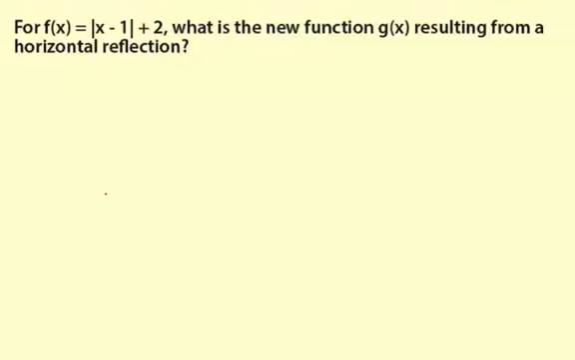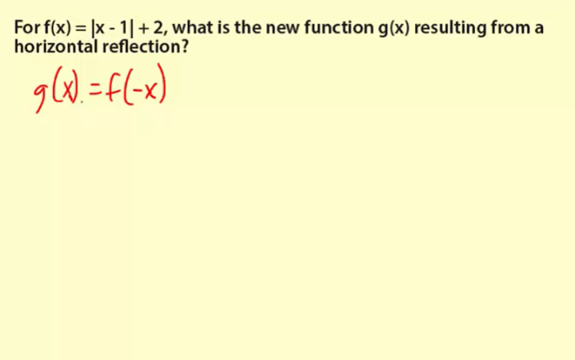For f of x equals absolute value of x minus 1, then plus 2, what is the new function g of x resulting from a horizontal reflection? Well, a horizontal reflection means you're changing the signs of the inputs. So g of x equals f of negative x.